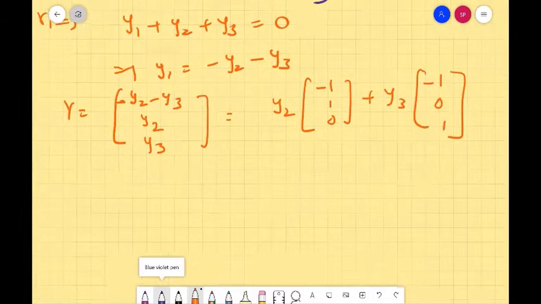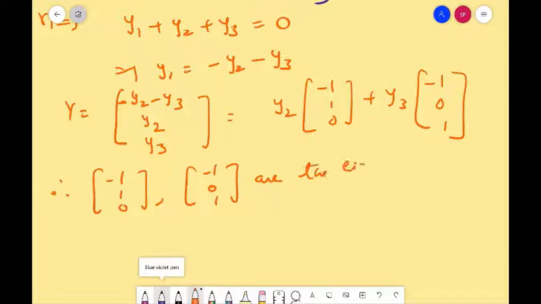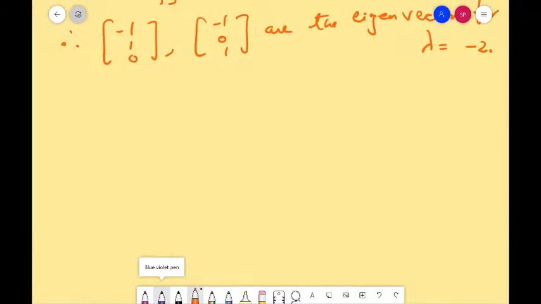Therefore, minus 1, 1, 0, comma, minus 1, 0, 1 are the eigenvectors for lambda is equal to minus 2. Now how many eigenvectors in total do you have? Therefore, A has 3 eigenvectors.